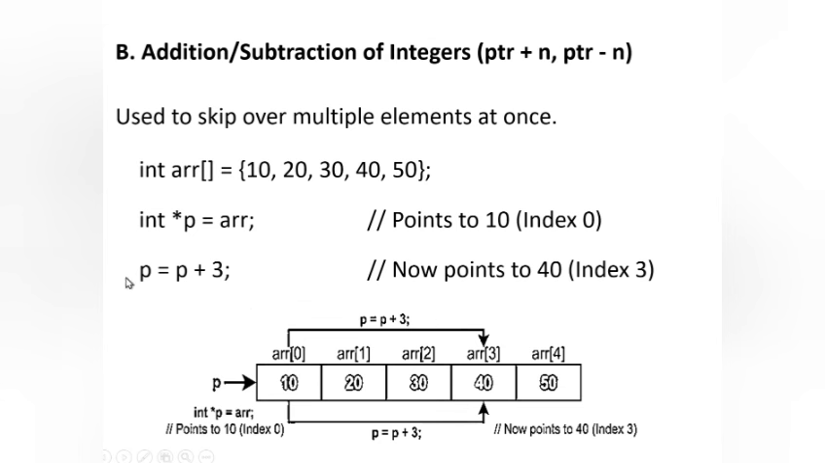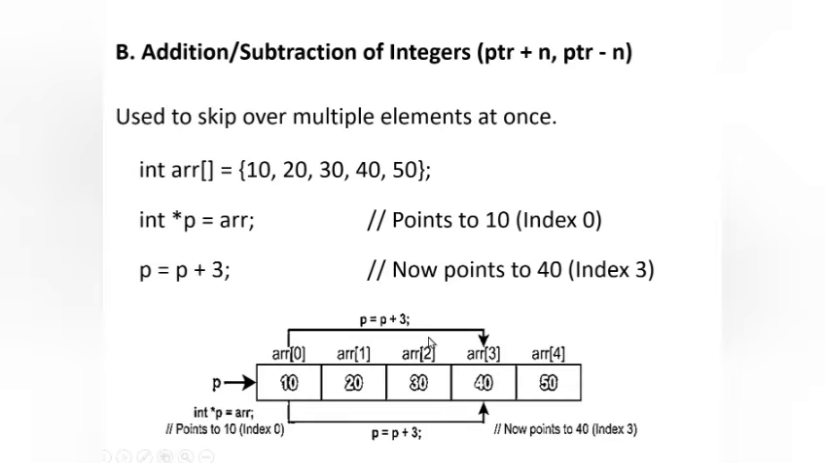Now we are doing p = p + 3. It is already referring to the 0th location. If you add 3, arr[1], arr[2], arr[3]. So it will move the pointer to arr[3]. So what is the content here? 40.